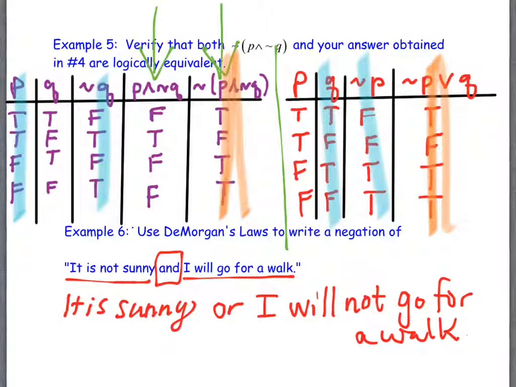In order for the first statement to be false, it is not sunny and I will go for a walk, one of those statements that it was originally said with the and between them has to be wrong. Either it was sunny, like today, or you just didn't go for the walk. You woke up too late. Okay? Now, it could be that both of the statements changed. That's possible. But you needn't have both of them changed to make the original statement false. You need to just have one of those pieces different.